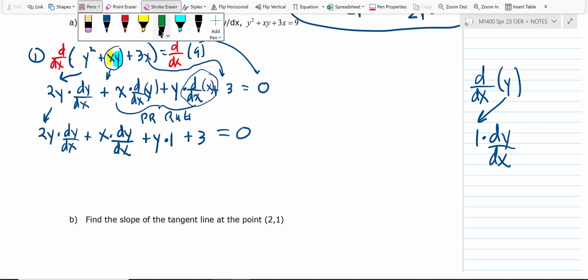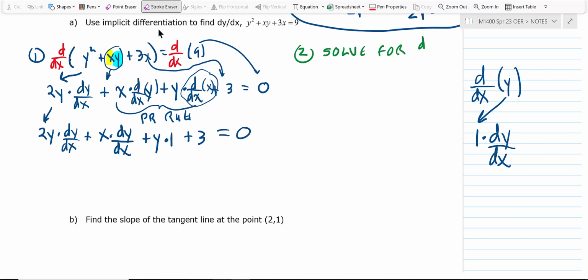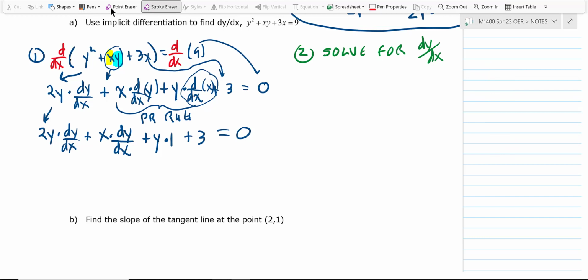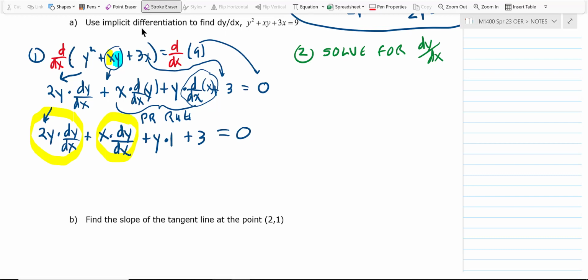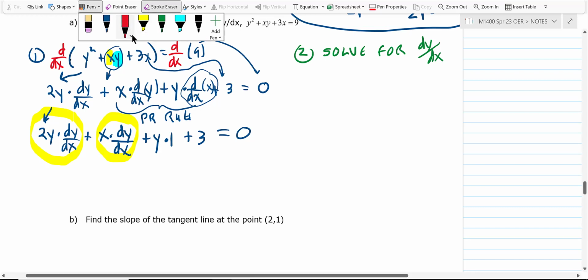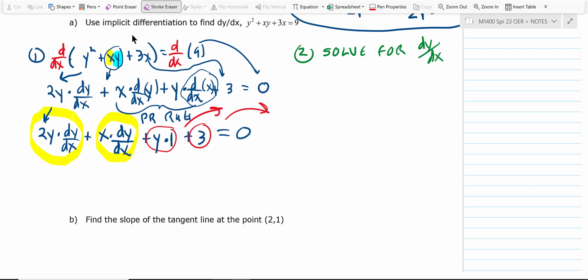Okay, when we go to step 2, what we always do in step 2 is we try to solve this equation for dy over dx. Now here's the way you want to look at this. You want the dy over dx's to all be on the same side of the equation. If they were on different sides, you would want to move one of them so they're together. So everything that has a dy over dx needs to be together, and everything that does not have a dy over dx, which is these two things, needs to go to the other side. Because we're going to solve this for dy over dx. That's a real important part of this problem.